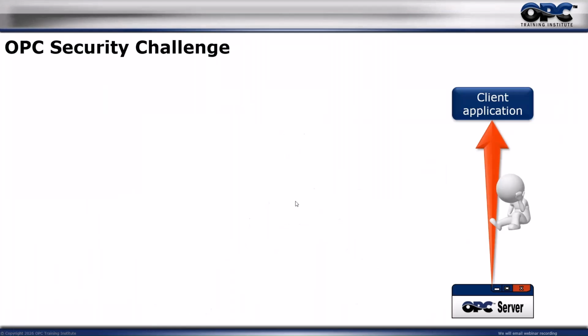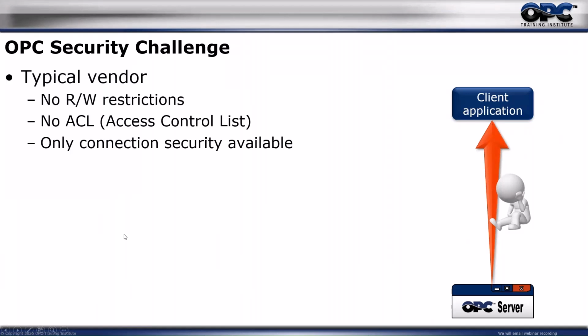So the security challenge we have when we're trying to get information from our server to the actual client is this. The typical OPC server vendor provides us with no read-write restrictions, no access control list, who's allowed to do what to whom. So in other words, you either have complete communication or no communication, and only connection security is available. So you'll see this in a little bit. You're encrypted or you're not.